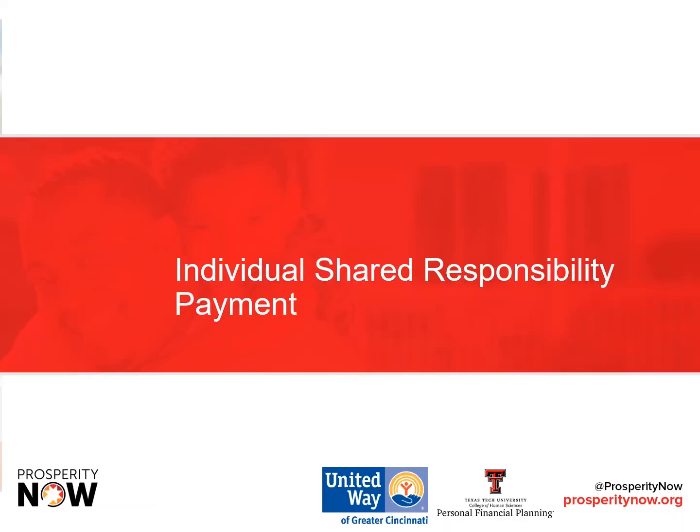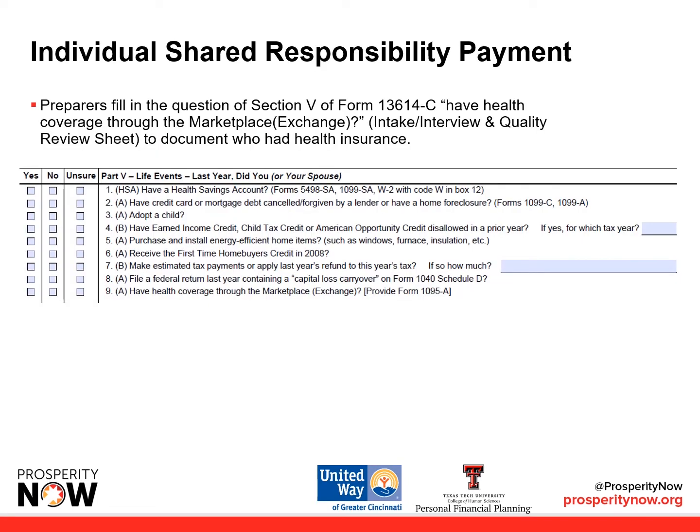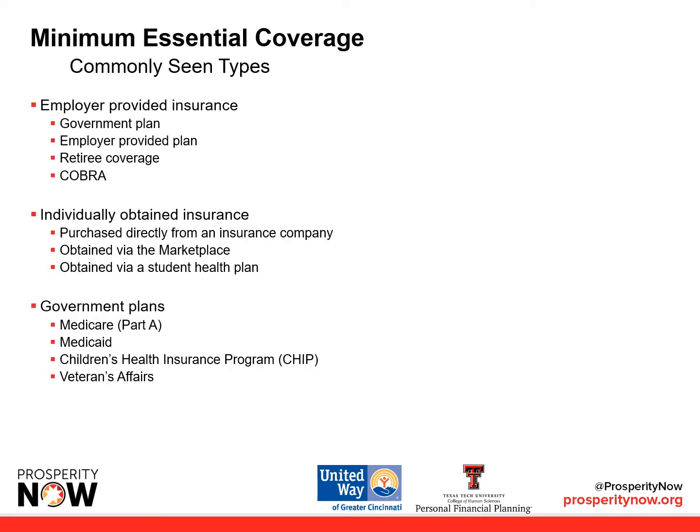Let's talk a little bit about the Individual Shared Responsibility Payment. Preparers fill in the question on Section 5 of the Form 13614-C, having health insurance through the marketplace/exchange, to document who had health insurance. For minimum essential coverage, there are a few commonly seen types: employer-provided insurance, individually obtained insurance, and government plans.